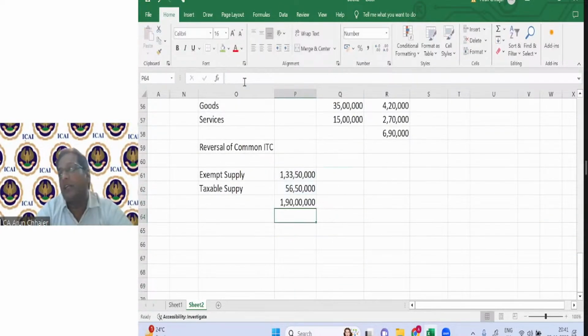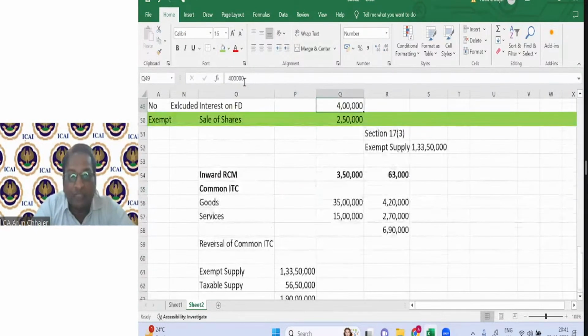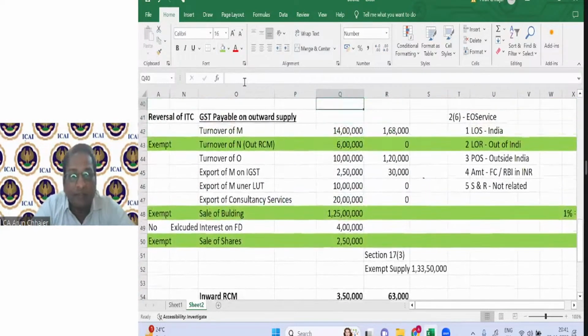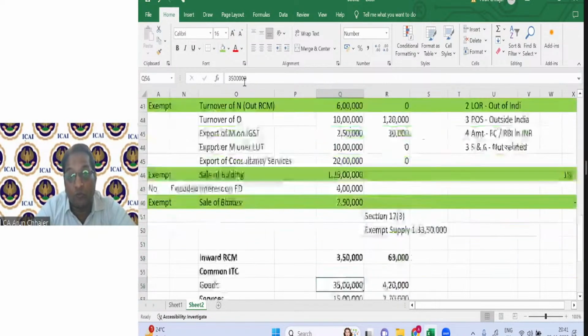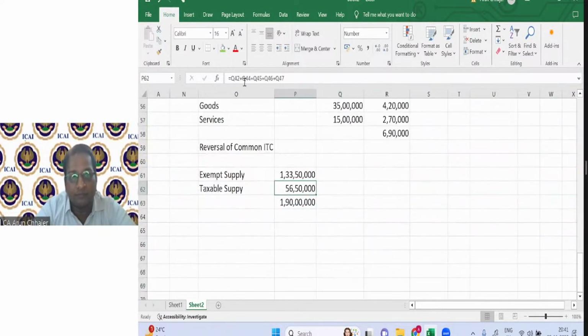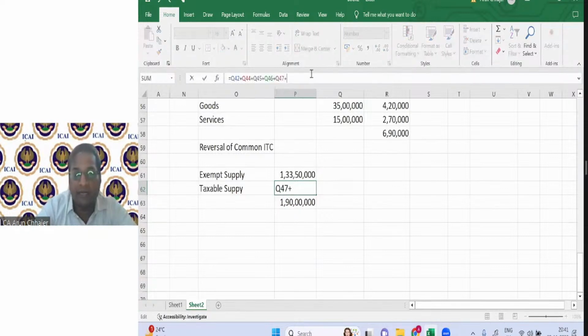So the total turnover is 1,90,00,000. Do we have left anything? This has been included. Okay. So मेरा टोटल टर्नओवर कितना आना चाहिए? मेरा टोटल टर्नओवर 1,94,00,000 आना चाहिए. I have left it this 4 lakh. So मुझे ये 4 लाख भी ऐड करना पड़ेगा.